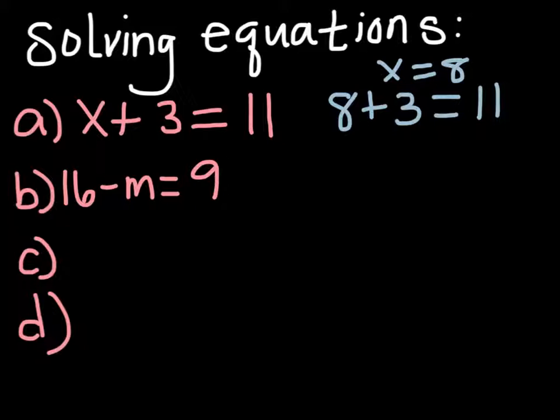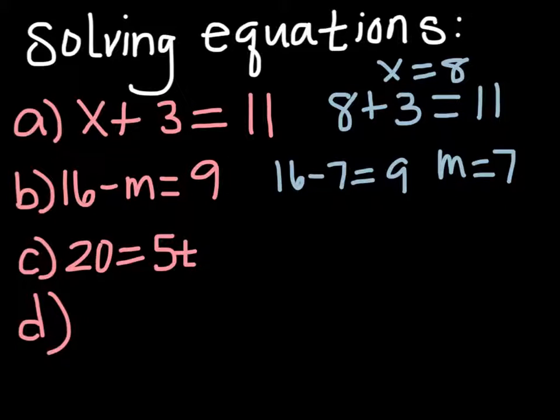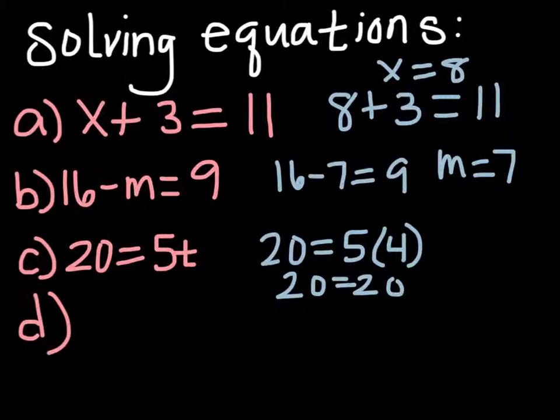Let's try another. 16 minus m equals 9. Well, 16 minus what number would equal 9? I'm thinking 7. And indeed, 16 minus 7 does equal 9. So in this case, m equals 7. C is 20 equals 5t. So 20 equals 5 times what number? I'm pretty sure that's 4. So let's substitute that in. 20 equals 5 times 4. Yes, indeed, that works. So in this case, t equals 4.